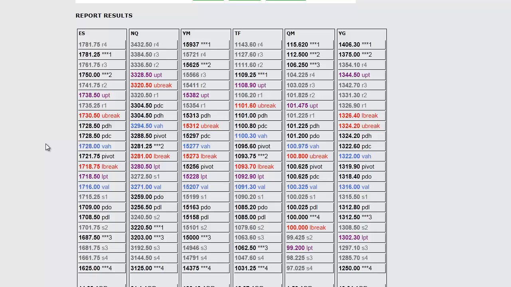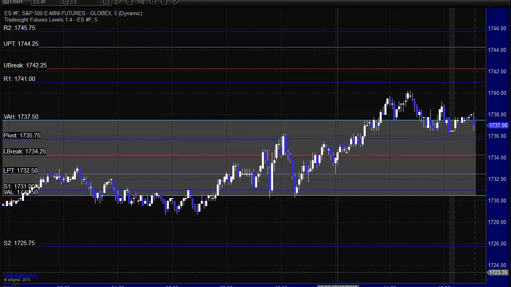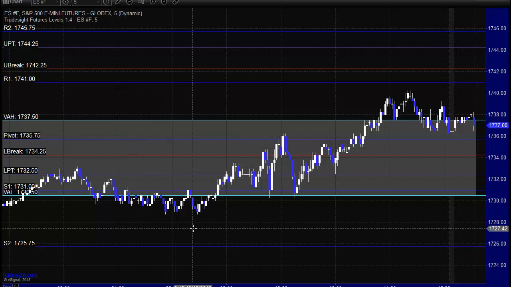So let's take a look at what that looks like right now, and look at the chart in real time now. Here's a look at the ES futures in 5-minute bars with the Tradesight levels applied to them via the EFS tool for eSignal. This is a chart that I have up on my desktop every day. I have this along with the NQ futures that looks exactly the same.